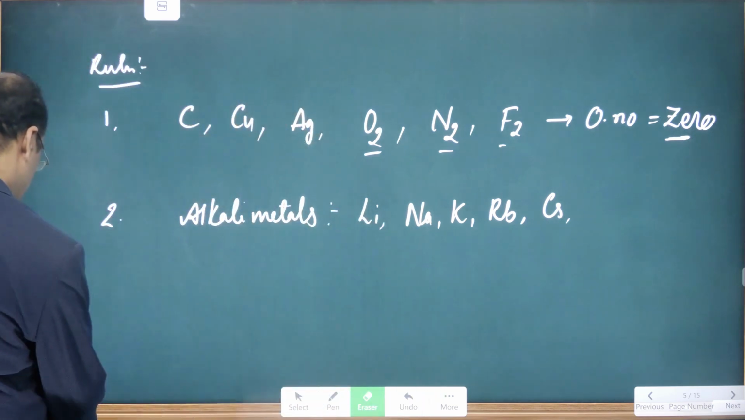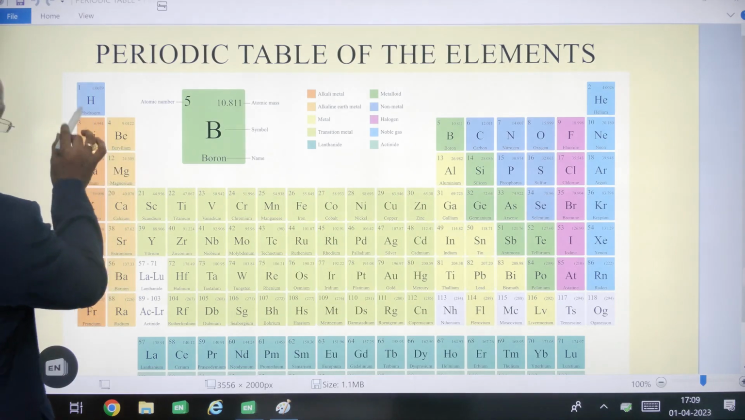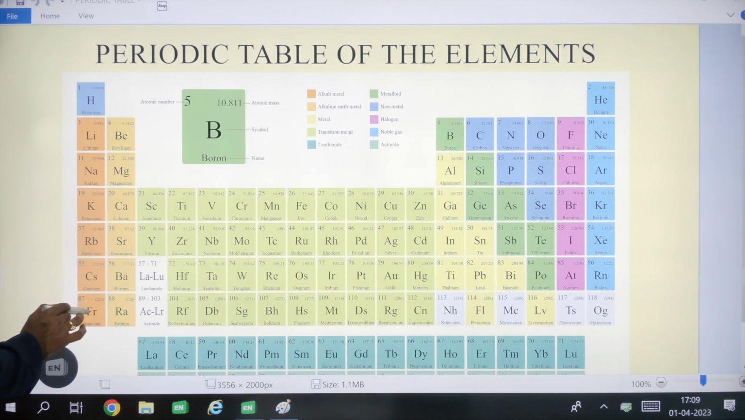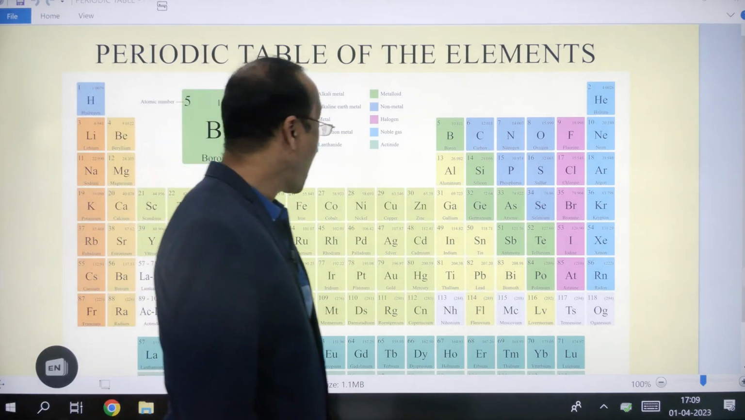Okay. So here you can see this group. Can you see here? Except hydrogen: lithium, sodium, potassium, rubidium, cesium, francium. Can you see which elements are there? These first group elements except hydrogen are called alkali metals.